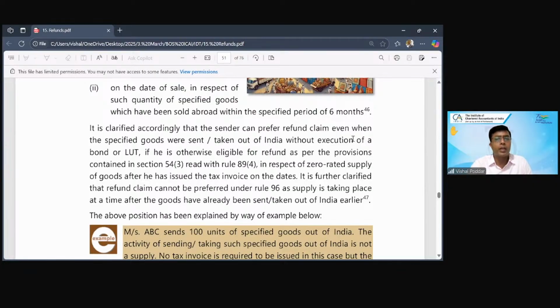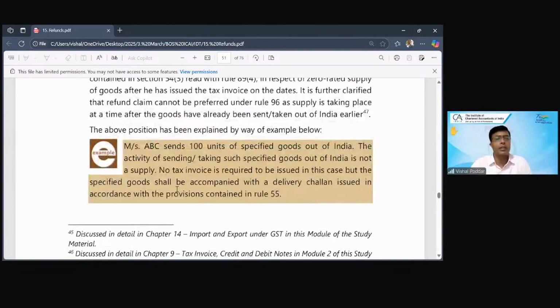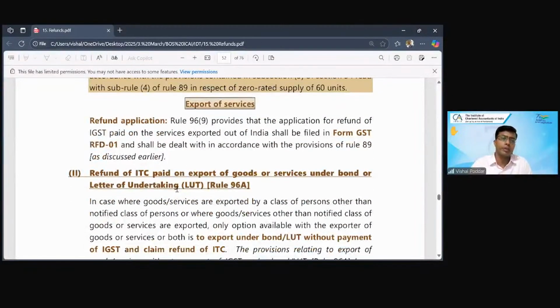Now, it is clarified accordingly that the sender can prefer a refund claim even when the specified goods were taken out of India without execution of bond, if he is otherwise eligible for refund as per the provisions of 53, 54.3 and 89.4 in respect of zero rated supply after he has issued the tax invoice. So in short, they have clarified that even for goods which are taken out for exhibition, you can apply for refund if all other conditions of refund are satisfied.